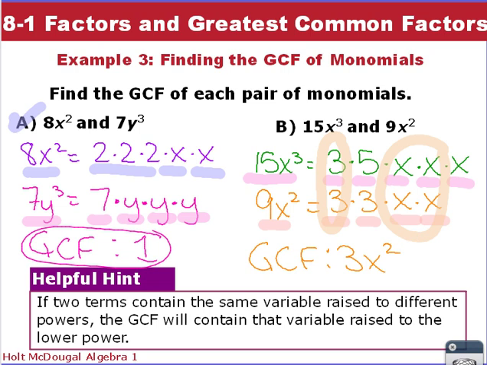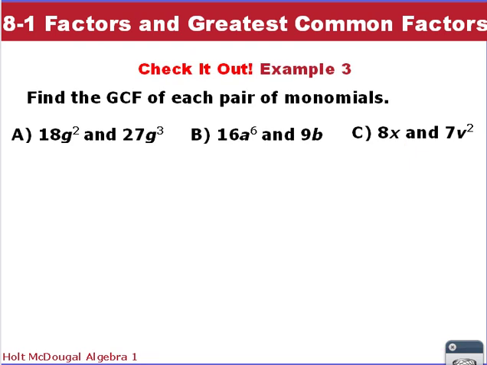And remember, if two terms contain the same variable raised to different powers, in this case x cubed, x squared, the greatest common factor will contain the variable raised to the lower of the two powers. So here x squared is lower than x cubed, and so it's going to be 3x squared. It's the lower term. Here are your chances. You got 3 problems to check it out.